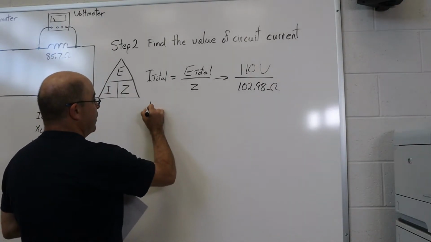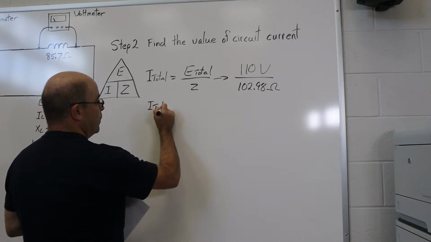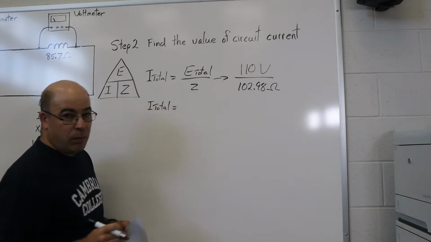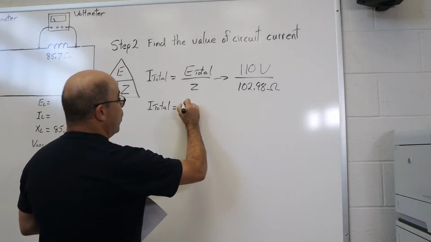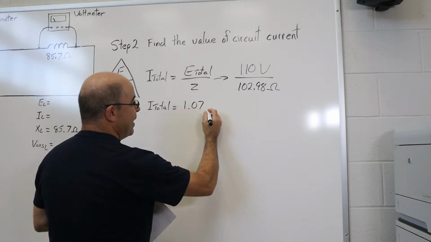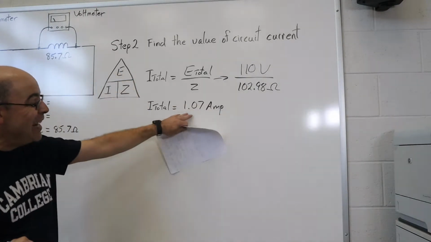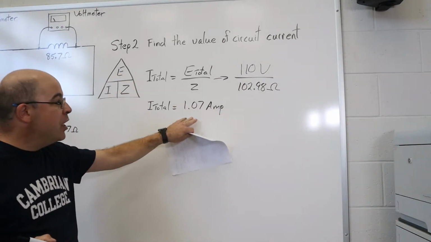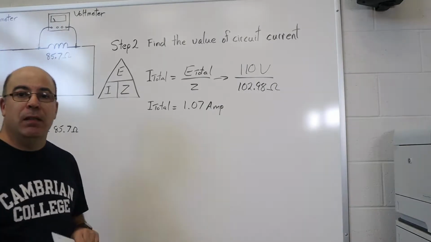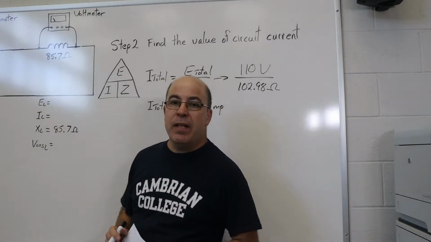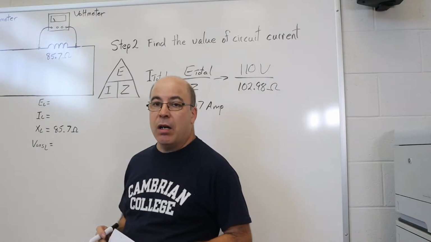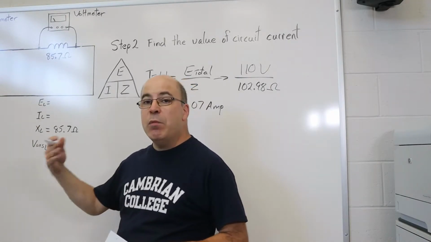I total should be 1.07 amperes. Now again, this is a value that has been rounded to 2 decimal places. Let's go and input that into our chart, and we're going to keep moving on.